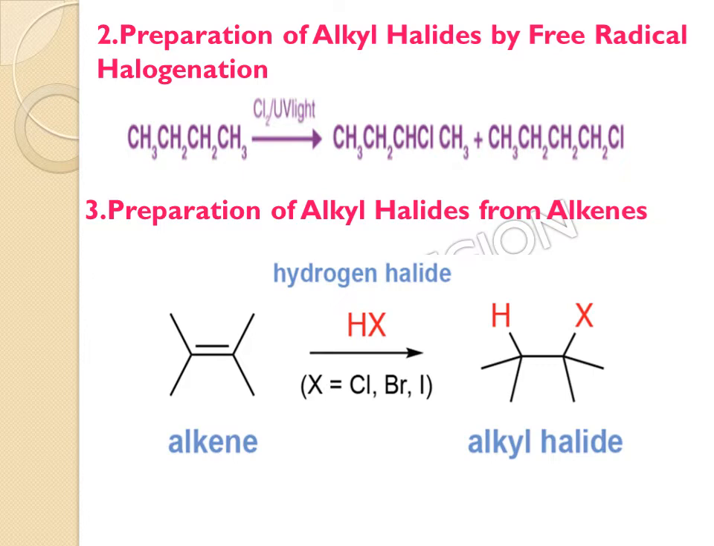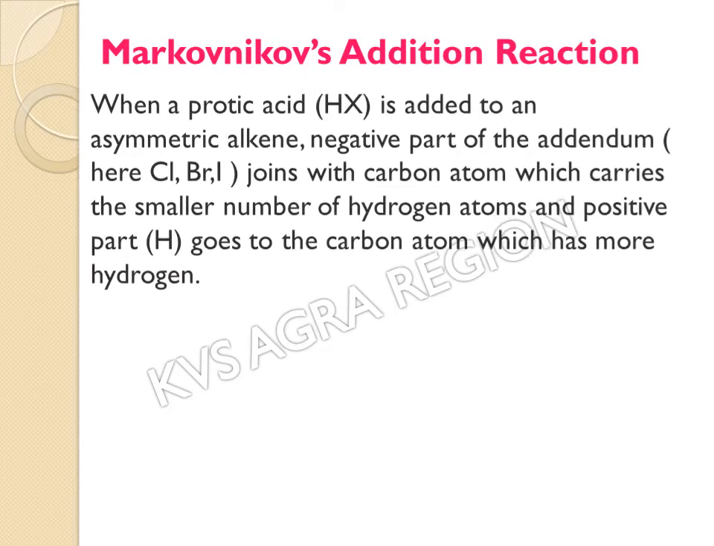Now, alkenes can be symmetrical or unsymmetrical. Symmetrical alkene means the doubly bonded carbons have an equal number of hydrogen atoms. So, if it is a symmetrical alkene, there is no problem. It reacts with halogen acid to give alkyl halide. In case of asymmetric alkene, the Markovnikov addition reaction takes place.